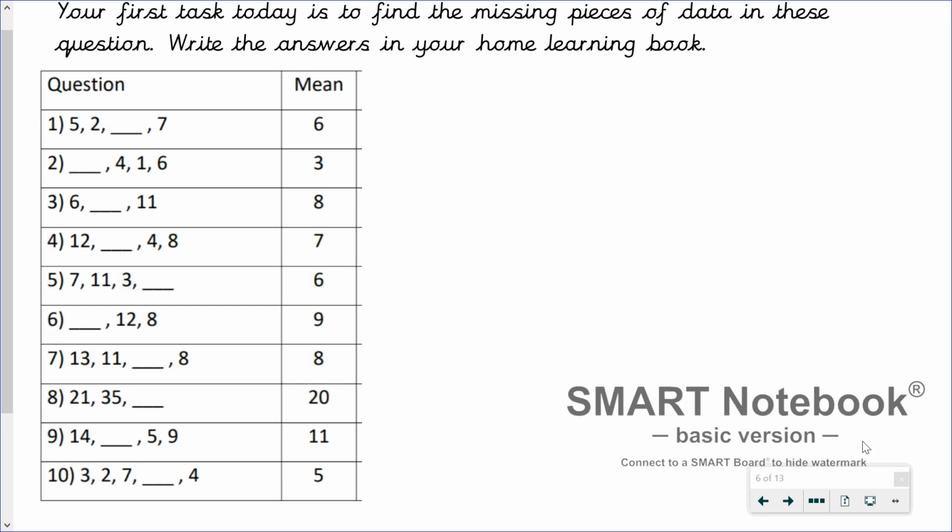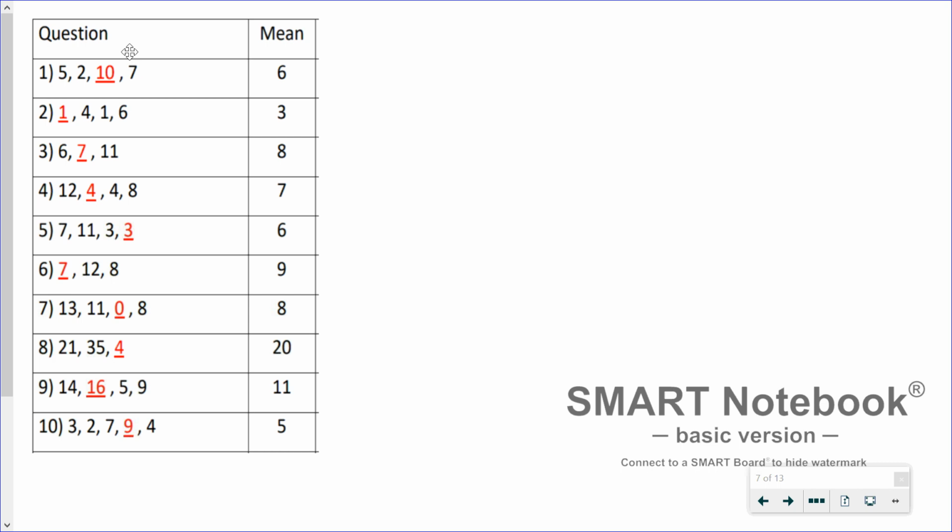Fabulous. Right, let's talk about some answers. So the missing data for each one. Data set number 1 was missing 10. Data set number 2, 1. Data set number 3 was missing 7. Data set number 4 was missing 4. Data set number 5 is missing 3. Data set number 6 is missing 7. Data set number 7 is missing 0. Data set number 8 is missing 4. Data set number 9 is missing 16. And data set number 10 is missing 9.